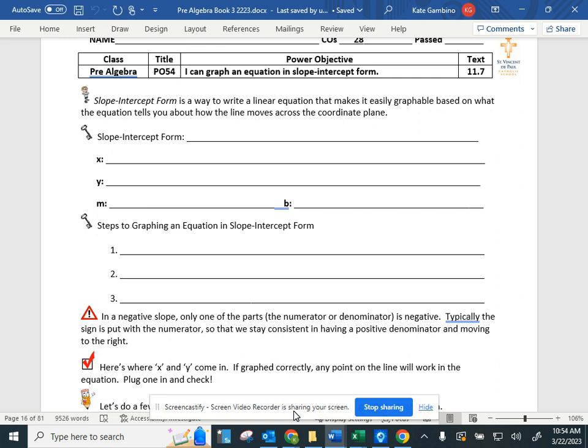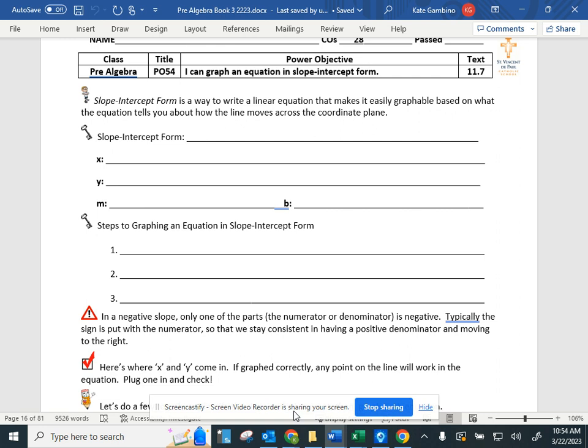So slope-intercept form is a way to write a linear equation that makes it easily graphable based on what the equation tells you about how that line moves across the plane. It's a lot of words that we don't quite understand, but I'm going to show you what it means so that explanation will make sense.